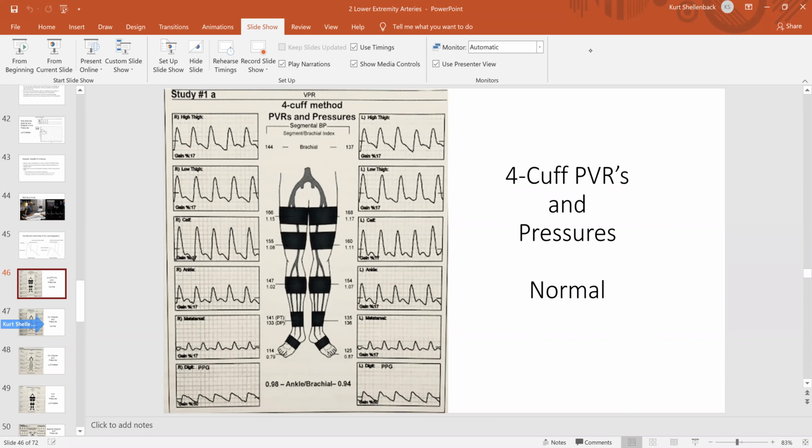So let's see, normal. I go straight to, damn it, annotate. I go straight to here. Ankle brachial index, that is a normal range. I look at these: dicrotic notch, sharp upstrokes, all the way down. That's a PPG, don't worry about it. Don't worry about the lack of dicrotic notch on this one, it's a PPG. That looks great.